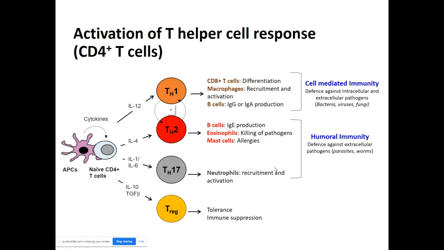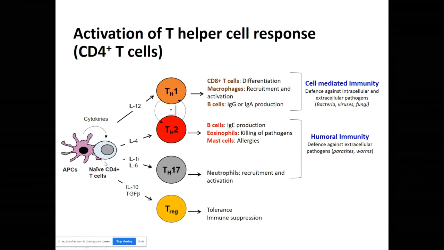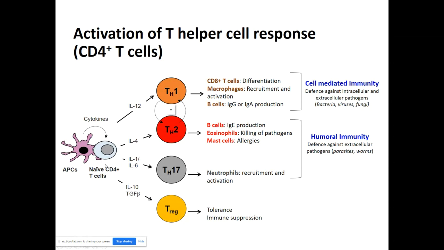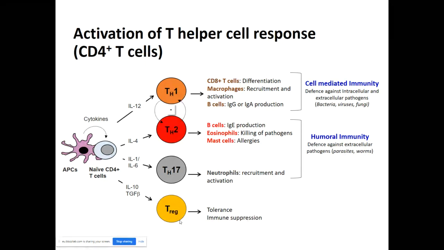If this is, again, microbes as well, then the naive T cells by the APC can become Th17. This is a new type of T helper cells that produce interleukin-17, which has been shown to be instrumental in recruiting and activation of neutrophils. So this will help against any other microbe.